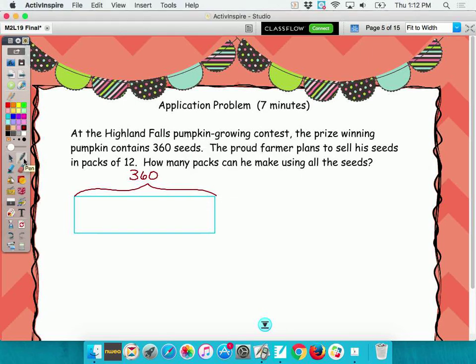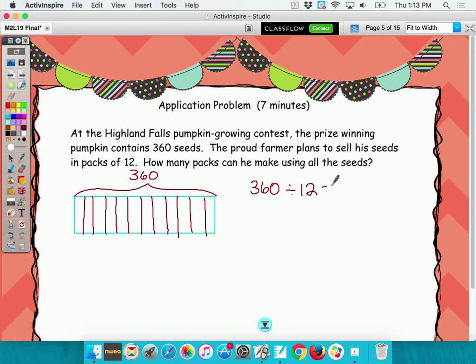Okay, so how many equal-sized boxes did you draw, boys and girls? 12. Okay. And if I do that, it'll be 4 groups of 3 is how I figured this out, to make them pretty equal. And what problem did you write? 360 divided by 12. Okay.